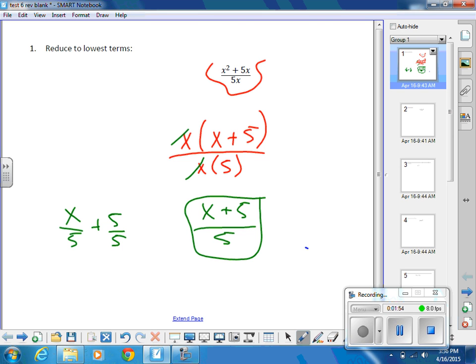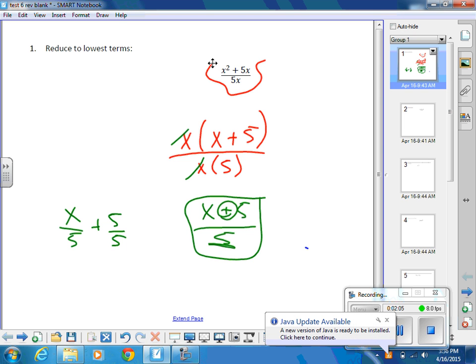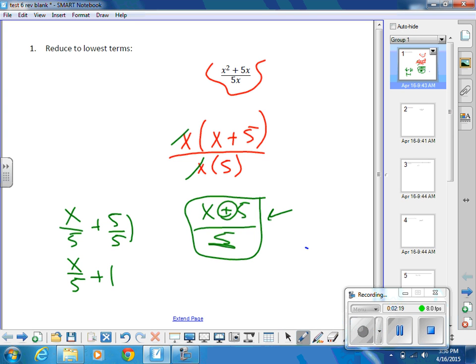You can only do this if the top is a plus or a minus, and you have a single term on the bottom. If you had something like x plus 2 on the bottom, you couldn't break it up like that. It's not going to work, okay? Now from here, x over 5 can't be changed, but 5 over 5 reduces to 1, so you can write it like that. But really, this one right here is what your teacher expects in their answer. Leave it that way. You don't have to do something fancy.